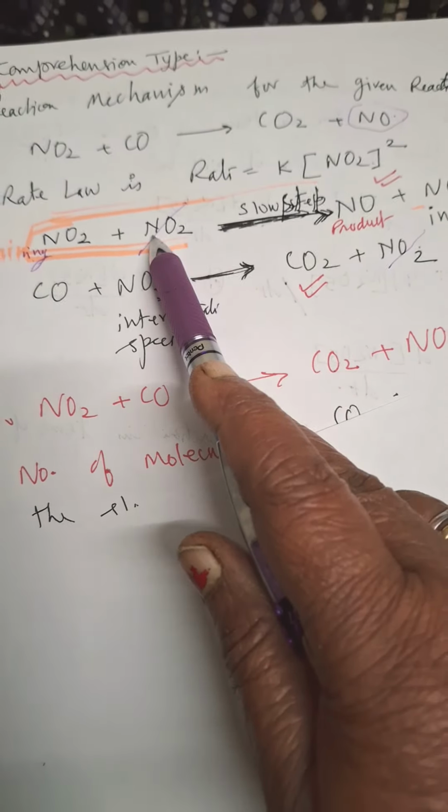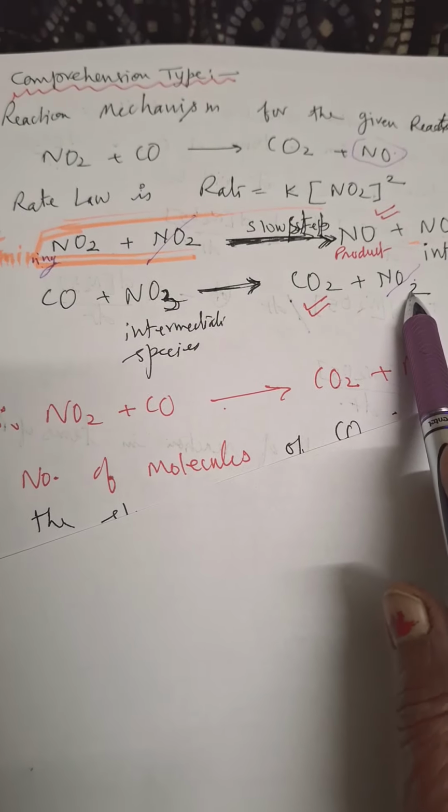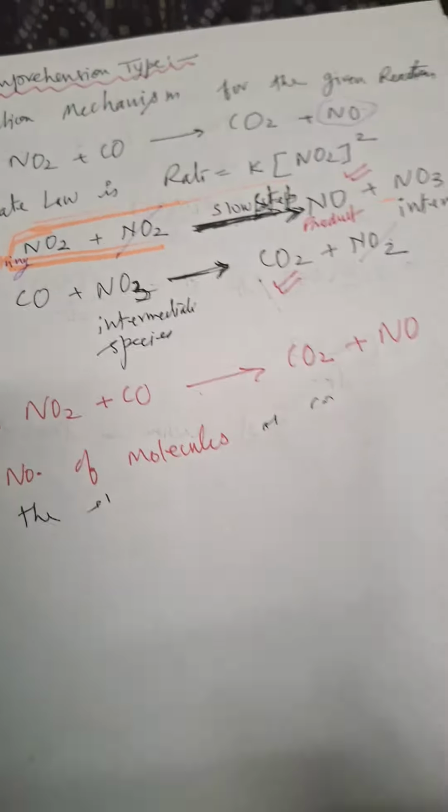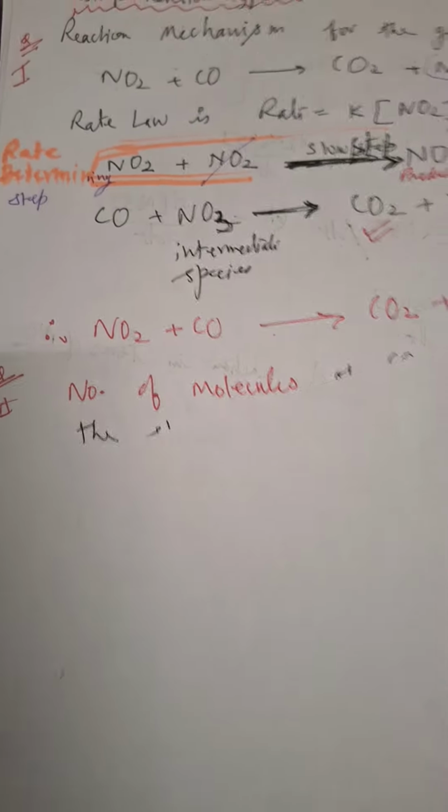And then one NO2 and these are cancelled out, opposite to each other side. That is why only one NO2 and one CO is in the main reaction. Clear to you? In this way we can write down the reaction mechanism.